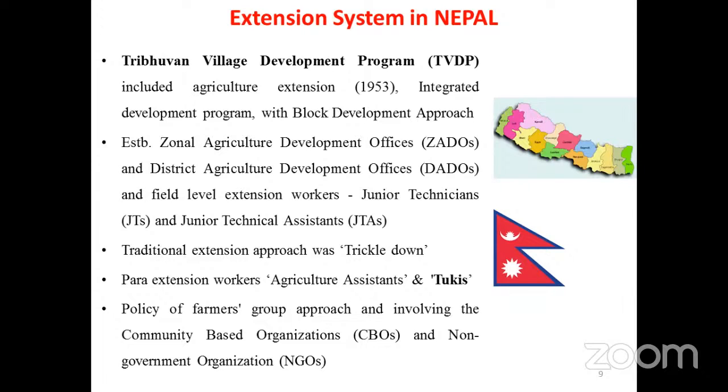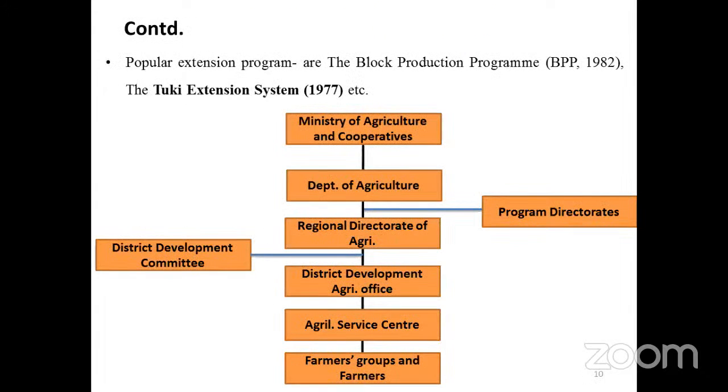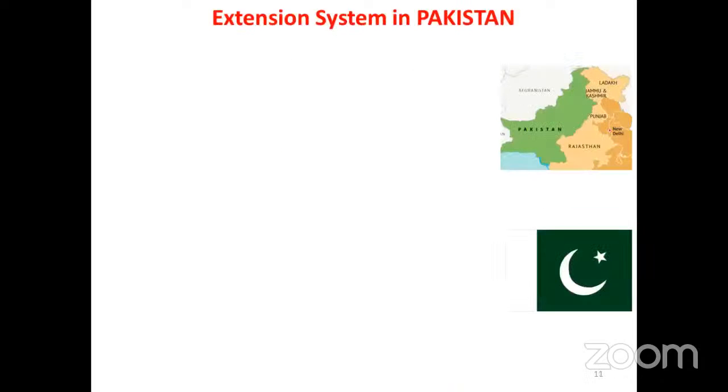So mostly it was trickle down only. Here one thing to remember is this two key approach, you can say. Another important one for multiple choice questions, where these are the para extension workers who are particularly trained to provide extension service to farmers. This is their two key extension system, where they have the ministry at national level, then it comes down to district, and then agriculture service center, and then farmers group.